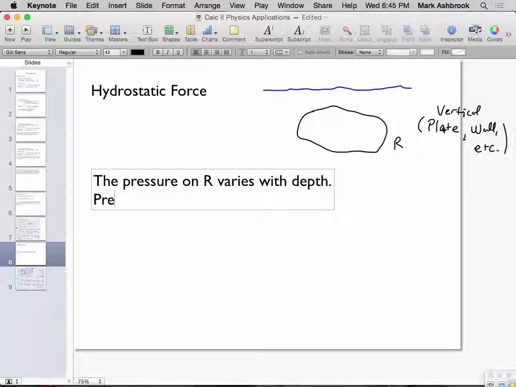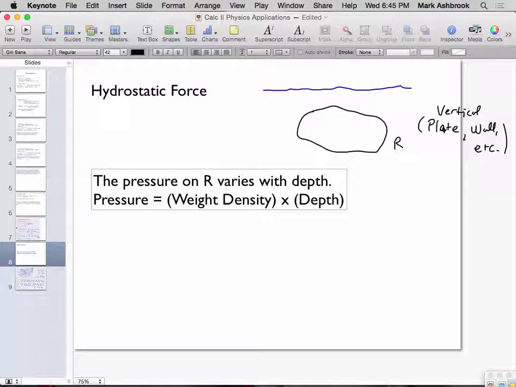And so what does that look like? Pressure equals weight density times depth. So it's a function of the density of the liquid and how far down you are. Because when you're down deep, the pressure is all that stuff above you pushing down on you. So the higher the density is, the more pressure, and the lower you are, the more pressure because there's more stuff above you.